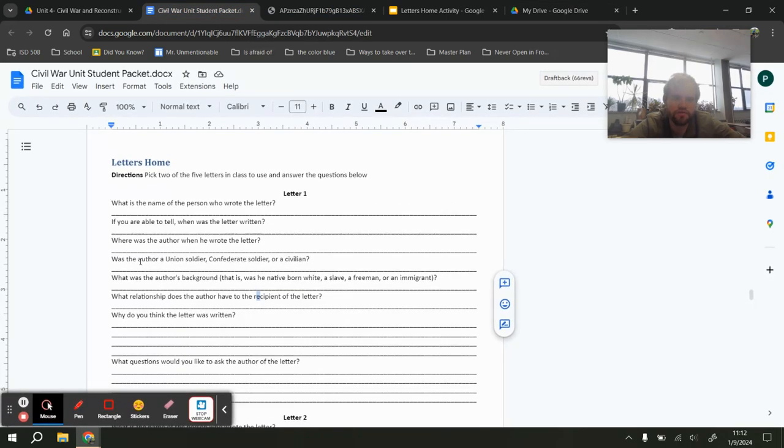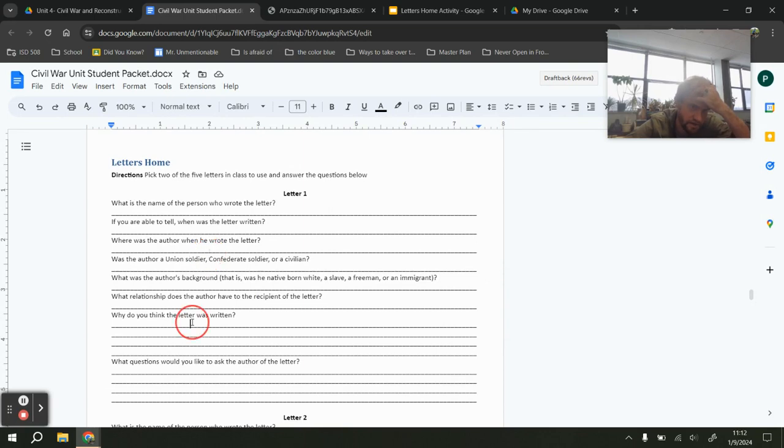Why do I think the letter was written? Well, he's missing his wife. It seems like he's pretty homesick there. He's writing to his wife, and he also wants to ask his wife a question. He's curious if she's still in bondage, if she's still a slave. What questions would I like to ask? That's an opinion question. You can answer that yourself. What would you want to know from Samuel Cable if he was to come back?